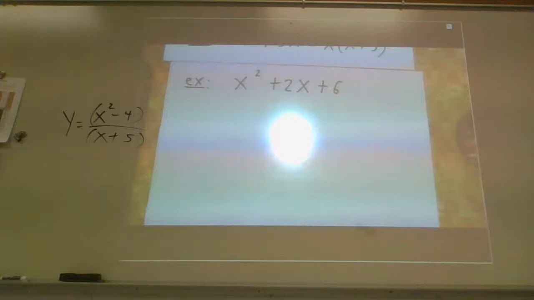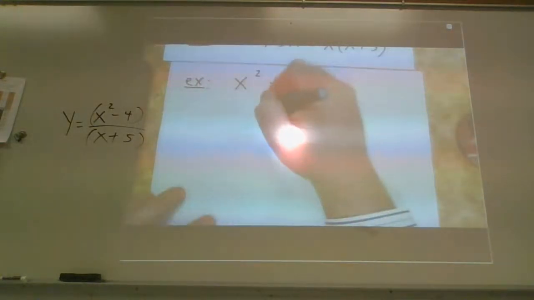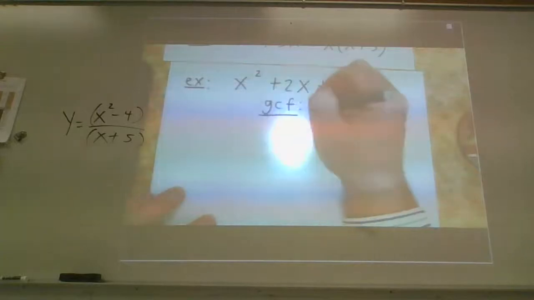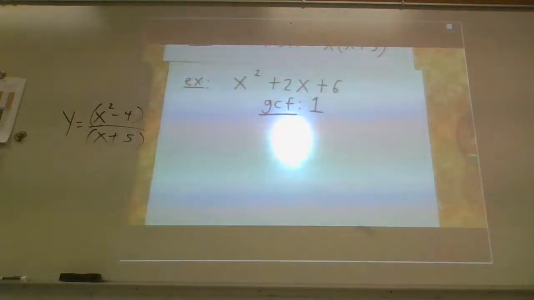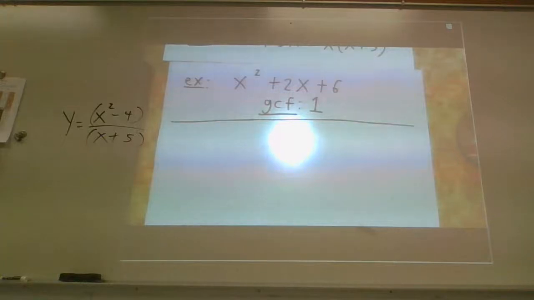What's the greatest common factor? It is just 1 here. Yeah, the GCF here is indeed just 1. They all have to have the same thing in common. Doesn't matter if most of them have it in common. All of them have to have it in common for the GCF to work.